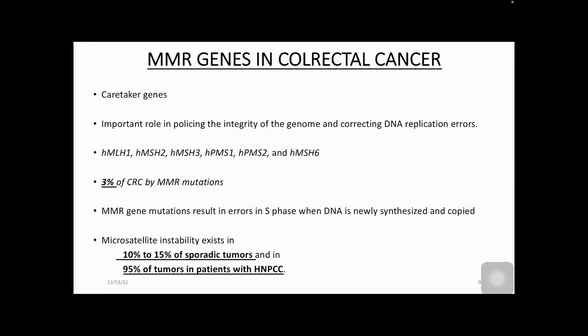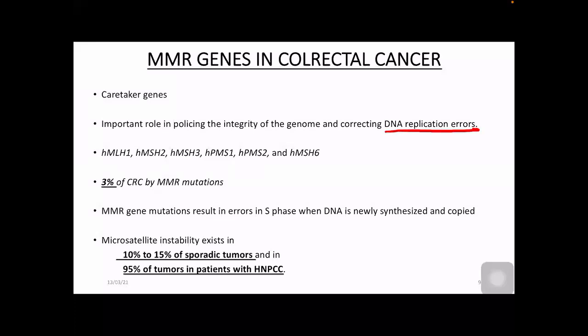And apart from the proto-oncogene and the tumor suppressor gene, the other important genes in colorectal cancer are the MMR genes, which are nothing but mismatch repair genes. What are these MMR genes? They are basically caretaker genes. Whenever there is DNA synthesis, there will be some DNA replication errors. These DNA replication errors are corrected by these mismatch repair genes.